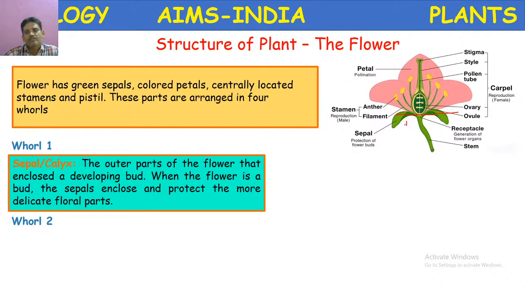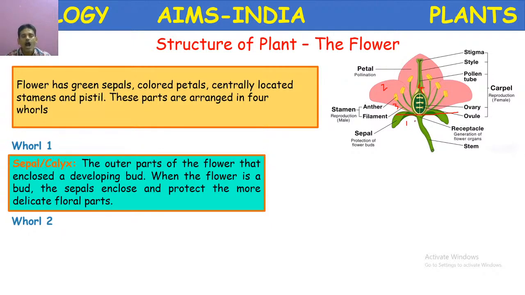The first whorl, this is the second whorl, and this is the third whorl, and this is the fourth whorl. The central one is the fourth whorl. Okay, so let us study one by one. First whorl, calyx. What is calyx?